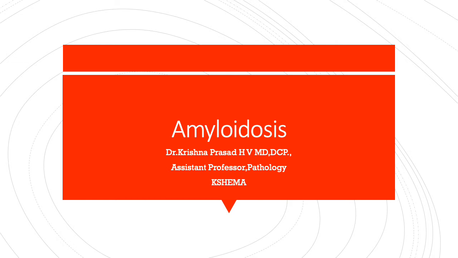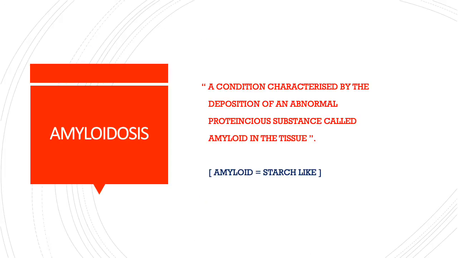Welcome to the class of amyloidosis. Amyloid is nothing but a protein. It's an abnormal protein. A condition characterized by the deposition of an abnormal proteinaceous substance in the extracellular matrix is called amyloidosis. Amyloid has the same kind of chemical properties as starch, so it was named amyloid. It's a misnomer, though, as it's a protein.